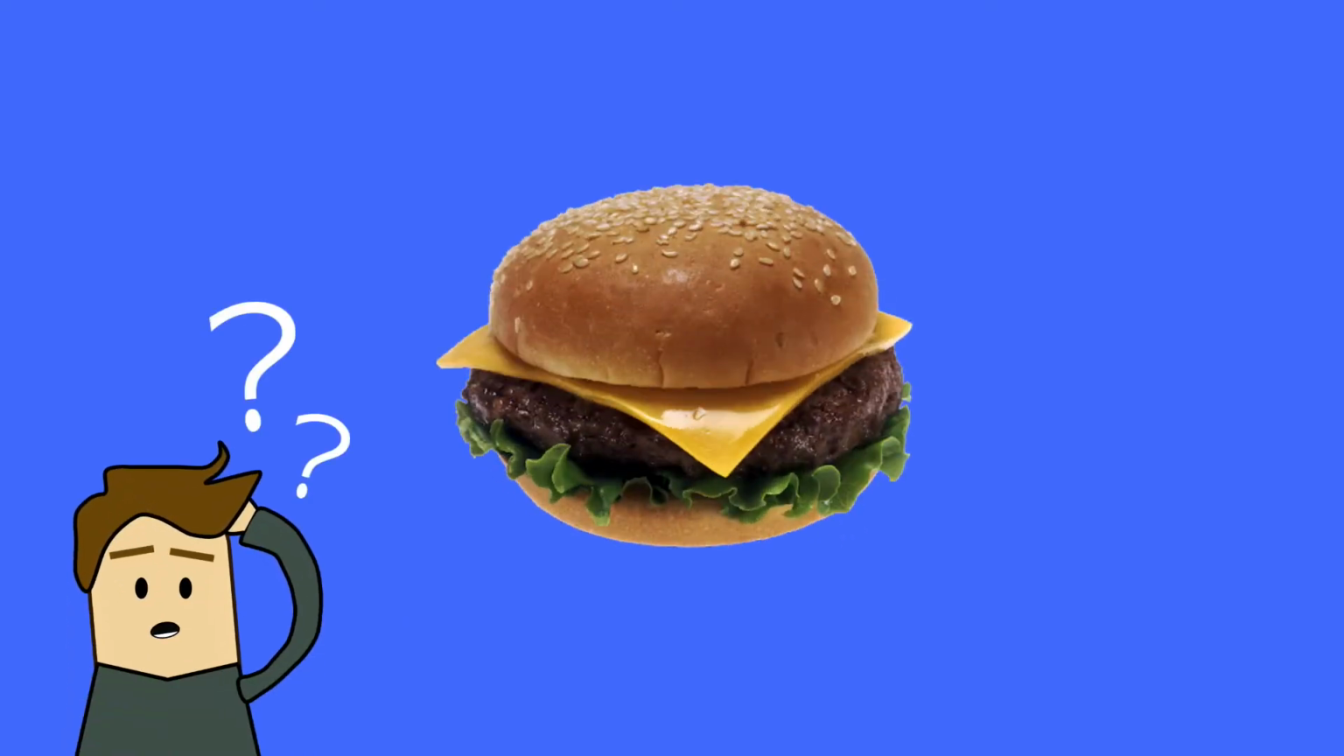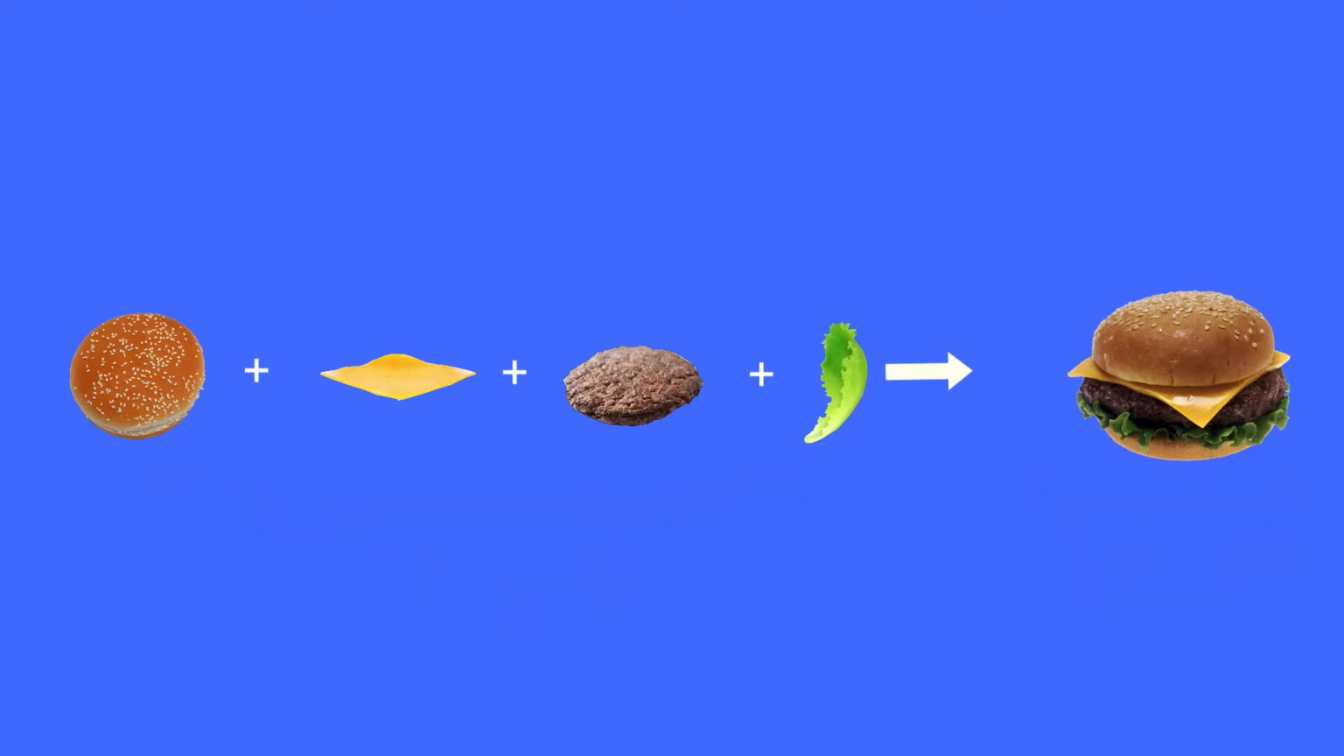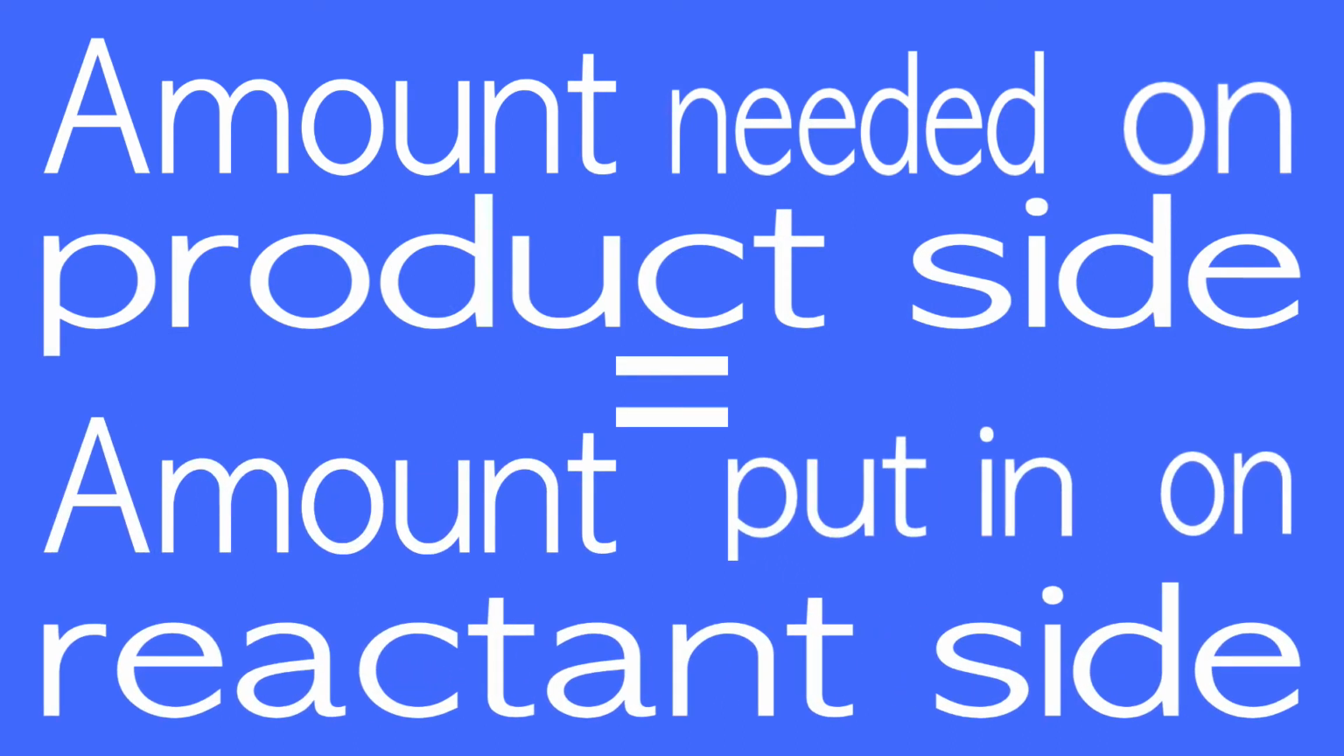So you may be wondering, what does balancing chemical reactions have to do with making burgers? Well, to make a burger you need a certain amount of ingredients. These ingredients can be seen as reactants and the burger as the product. So if we are planning to make one burger, we need a ratio of 1 to 1 to 1 to 2 of the ingredients. If we are making 3, we need a ratio of 3 to 3 to 3 to 6 of the ingredients. The amount I need on my product side is the amount I need to put in on my reactant side, and vice versa.